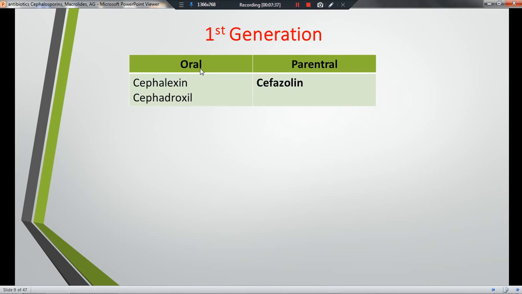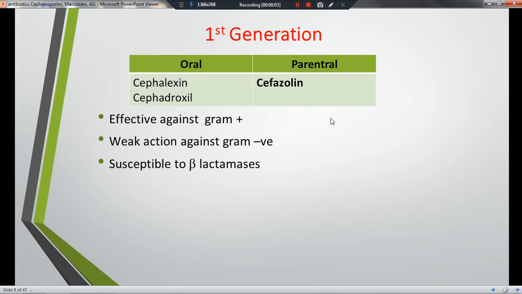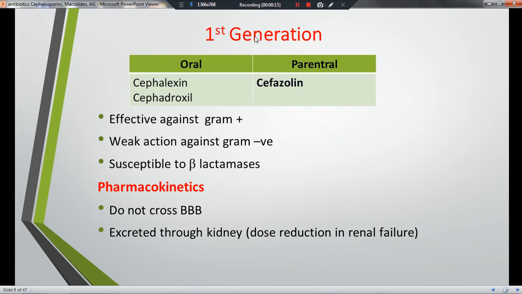In oral, remember cefalexin or cefadroxil, whichever is easy for you, and make this classification, write it in a paper and stick it in your room and read it every day so that you learn it by heart. Parenteral, remember only one agent, cefazolin. Okay, so which are the group of organisms against which it is maximally active? It's active against gram positive organisms, not much active against gram negative, and they are highly susceptible to hydrolysis by beta lactamases. And all these agents are excreted by kidney, and first generation they do not cross the blood-brain barrier, so you cannot give them in meningitis.